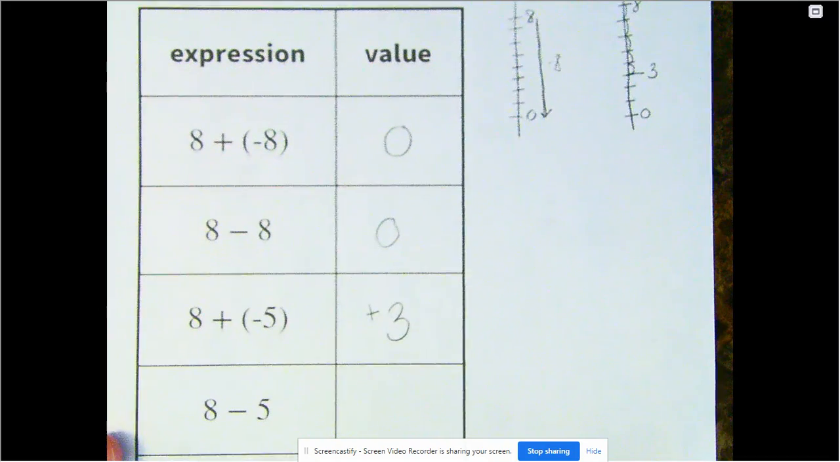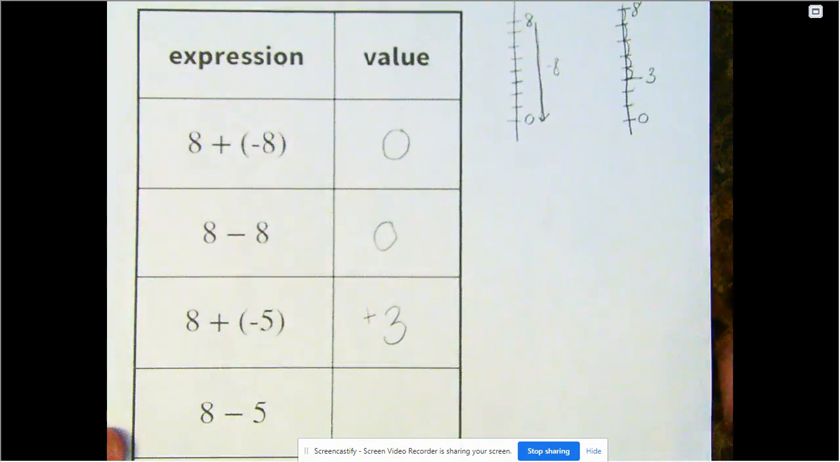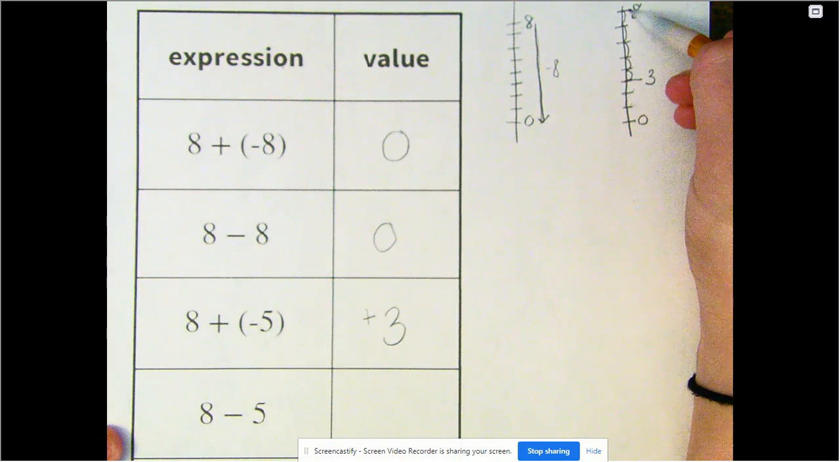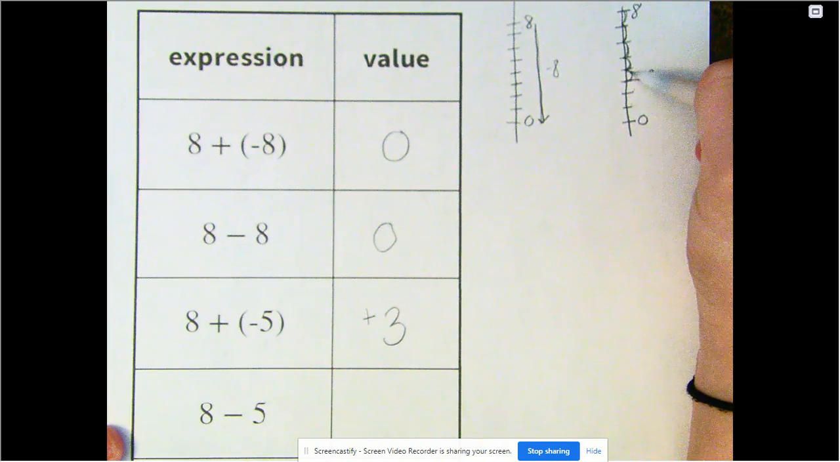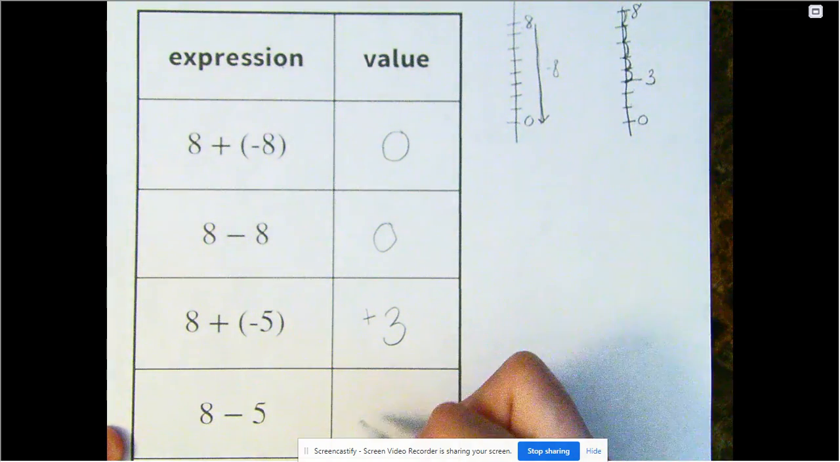Okay, and then the next one is 8 minus 5. So I started here at positive 8, and then if I subtract 5, 1, 2, 3, 4, 5, that also puts me at a positive 3.